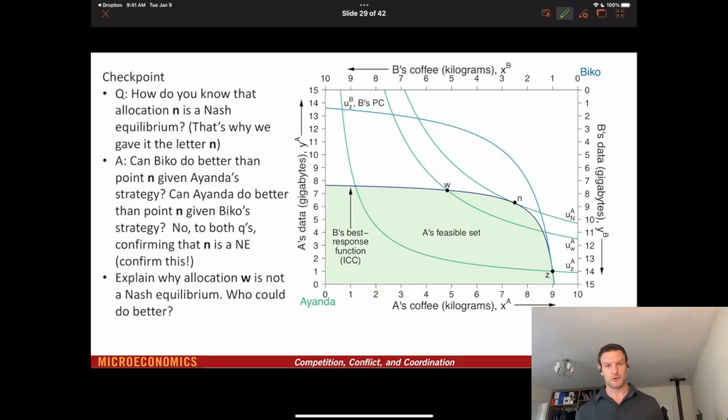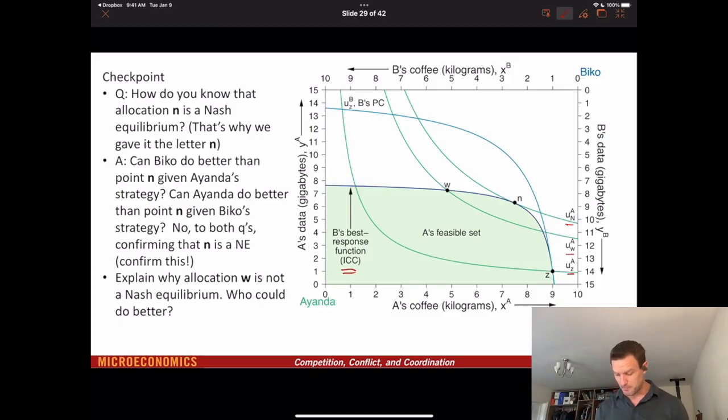So let's think about this in the following way. What we have here now is the best response function that we had from the previous figure, but we also have three indifference curves for Ayanda. We have indifference curve UZA over here, we have UWA over here, and UNA over there. Now, these are all three increasing. So UNA has higher utility than UWA, UZA has lower utility than the other two.